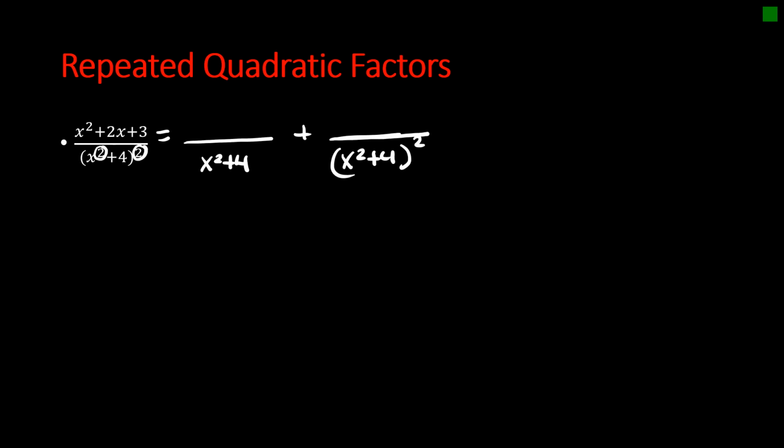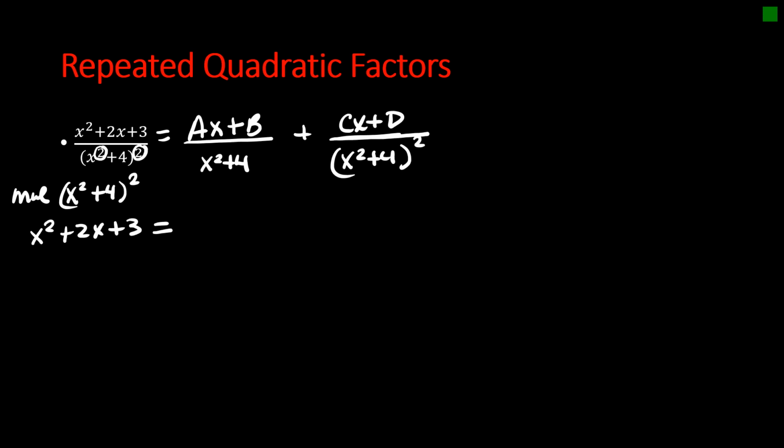Remember that when you have repeated factors, you have to start with the first power of that particular expression and go all the way to whatever the highest power is. And here it's 2 for us, so we're only going to have 2 terms. We have quadratic factors, so we put in our numerators Ax plus B and Cx plus D, and we need to find A, B, C, and D. So let's multiply each term by (x squared plus 4) quantity squared. In this case, we have our numerator x squared plus 2x plus 3, because the denominator totally cancels out.